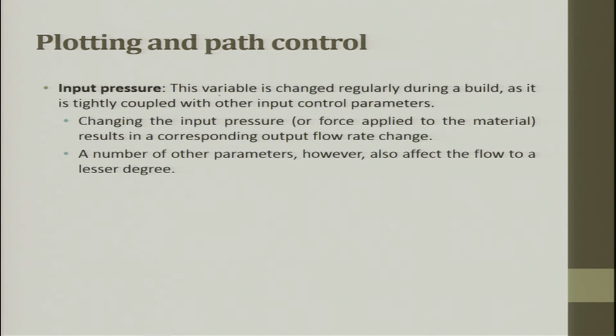Input pressure: this variable is changed regularly during a build, as it is tightly coupled with the other input control parameters. Changing the input pressure applied to the material results in a corresponding output flow rate change. A number of other parameters also affect the flow to a lesser degree, but pressure is very important. This is what you have to go back to your cake icing.